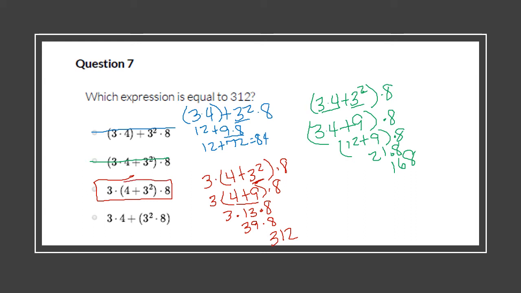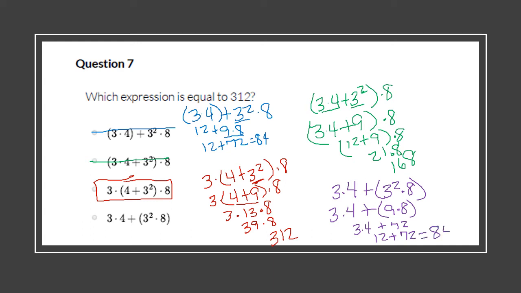Okay, but we do want to finish out, so I'm going to go ahead and do the last one. 3 times 4 plus 3 squared times 8. So we're going to do 3 squared first. Then we're going to finish out the parentheses. 9 times 8 is 72. Then we need to do 3 times 4 is 12. And that does give me 84. So as you can see, C is your correct answer there.